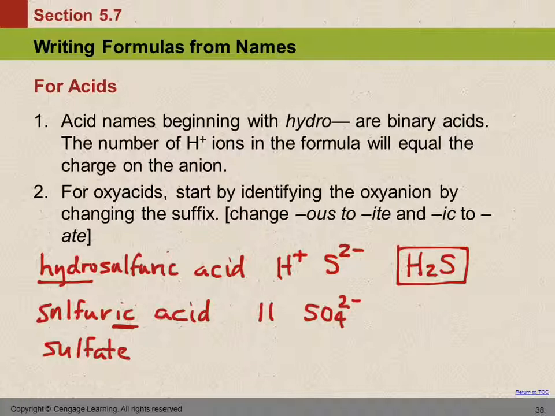And acids always have hydrogen. And so then we look at this and we have to decide how many hydrogens. Well, because hydrogen is +1, whatever this charge is is the number of hydrogen ions you're going to need. So this is going to be H2SO4. Hydrosulfuric acid, sulfuric acid. H2S, H2SO4. Little differences, but they're important.